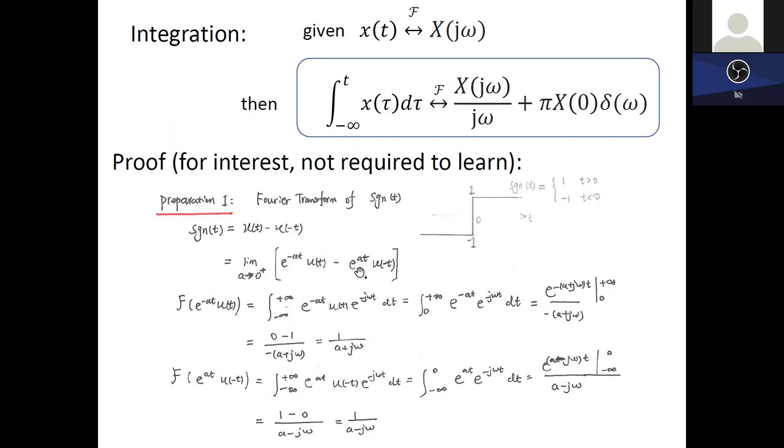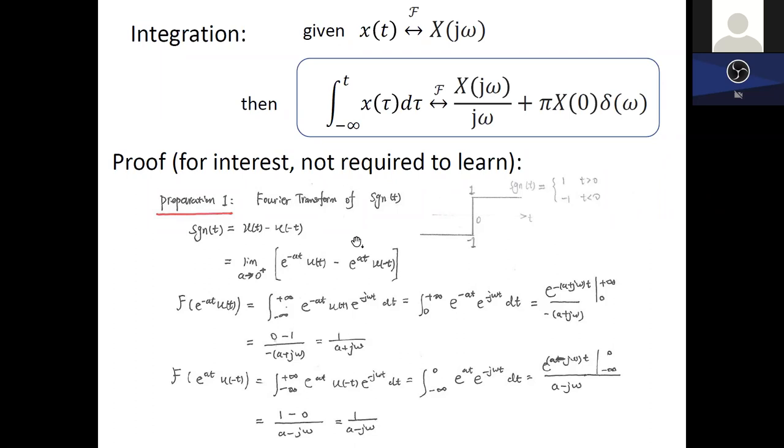And similarly, we can approximate u of minus t by multiplying exponential at. So exponential at, when t is less than zero, increases from zero to one as t goes from minus infinity to zero. But again, as a is infinitely close to zero, exponential at is increasing at an infinitely flat rate, or it looks infinitely close to a flat step. So that's the approximation. Why is approximation useful?